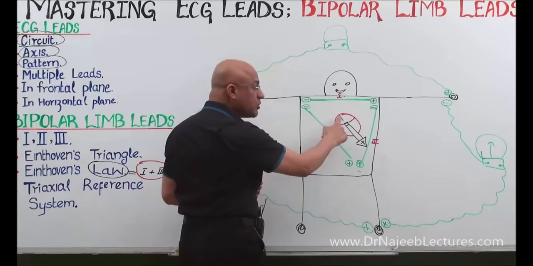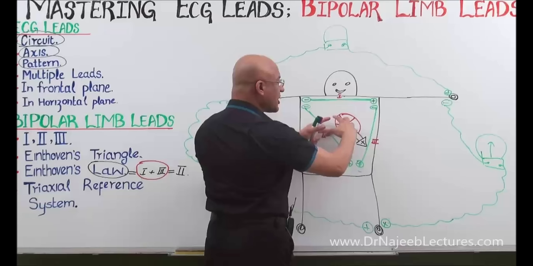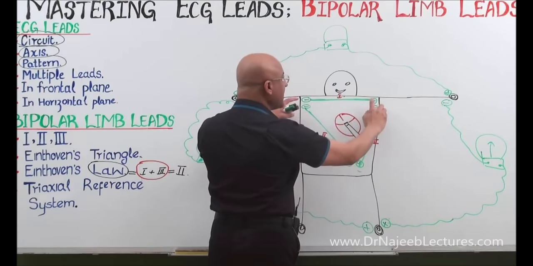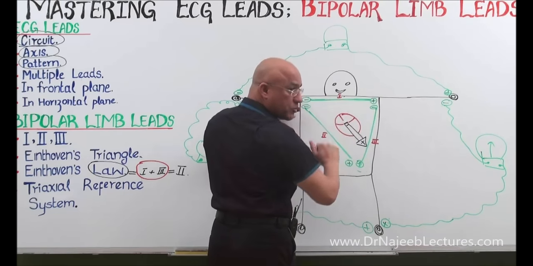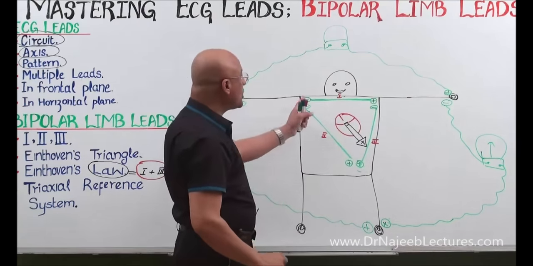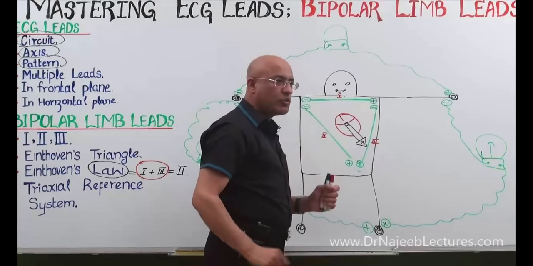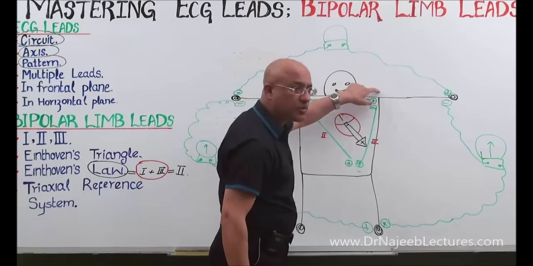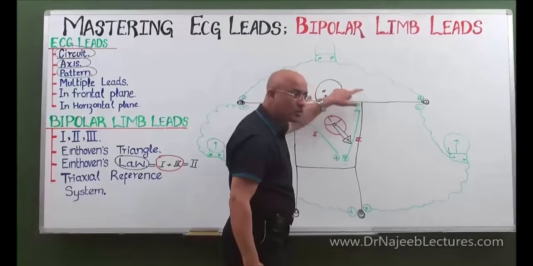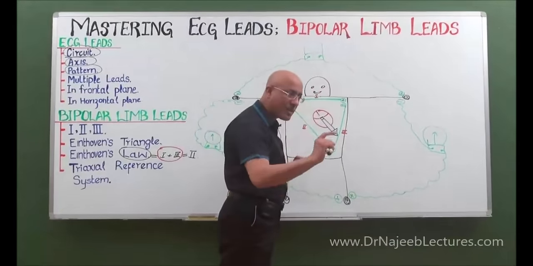When major ventricular depolarization is going on, electrical current is spreading in the body, and lead number 1 is recording that potential difference between the two. To know the difference at these two points, we must know what is the exact potential here and what is the exact potential there. Then you know the difference in those potentials, right?